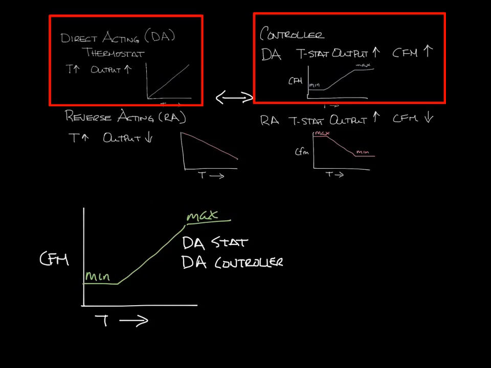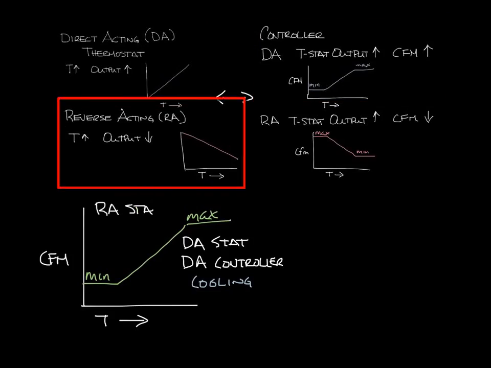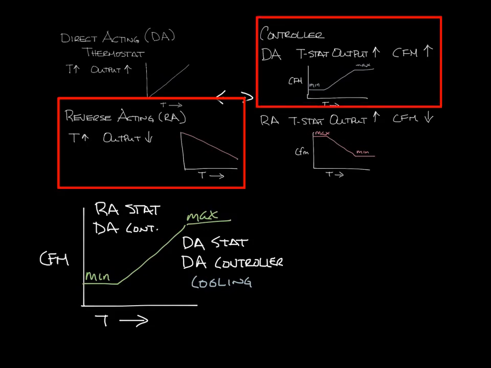This is often seen in cooling mode. So what happens here is your room temperature goes up, your direct acting thermostat output goes up, and your direct acting controller sees this increase in output as increasing CFM. So the room gets warmer, you provide more cooling. Now in heating, you would have a reverse acting thermostat, which means as your room got warmer, your thermostat output went down. A direct acting controller, when your thermostat output goes down, it reduces the CFM. So as the room temperature goes up, you get less warm air.